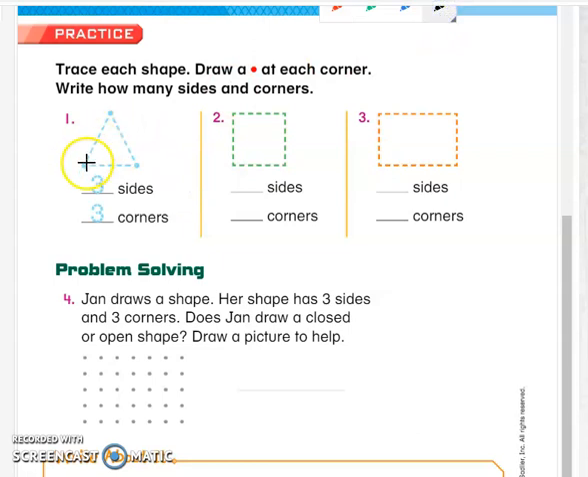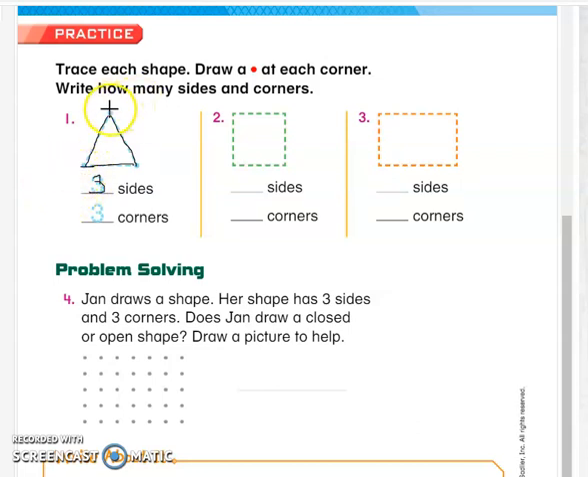So here we go. I have 1, 2, technical difficulties, and 3. Okay, my triangle has 1, 2, 3 sides, and it already tells us down here it has 3 sides. Now it also said to draw a little dot at each corner.